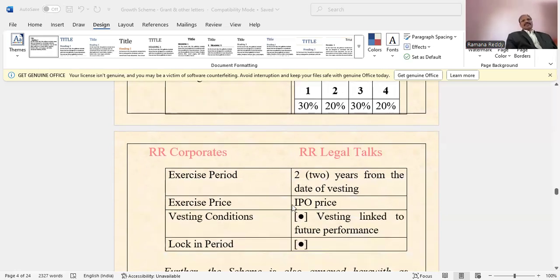Exercise price and exercise period: once vested, what is the period given to the employee for exercise? It will be given either 2 years, 2 months or 1 year. Whatever it is, that can be written. And the exercise price, we are saying either the IPO price or 10 rupees, whatever is decided by the NRC.